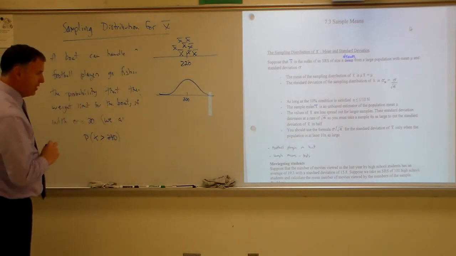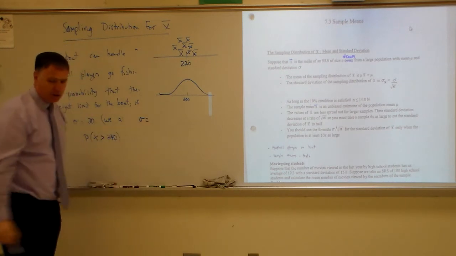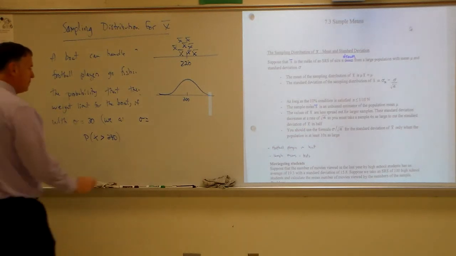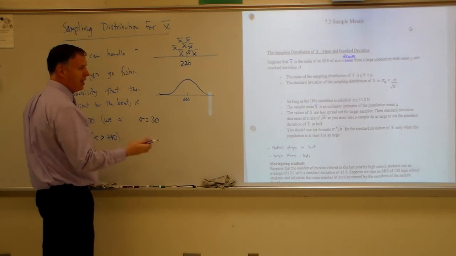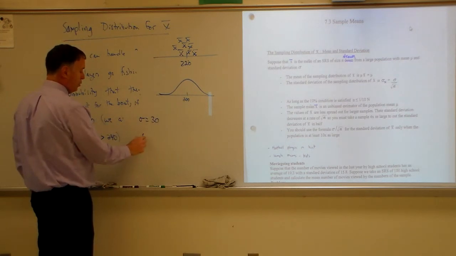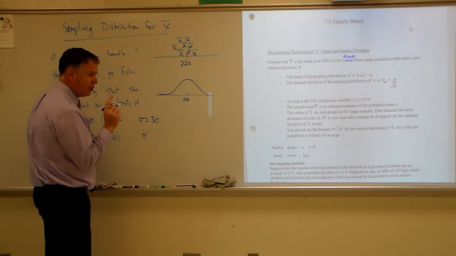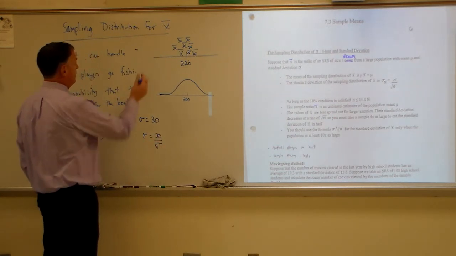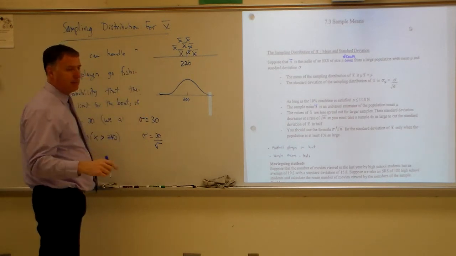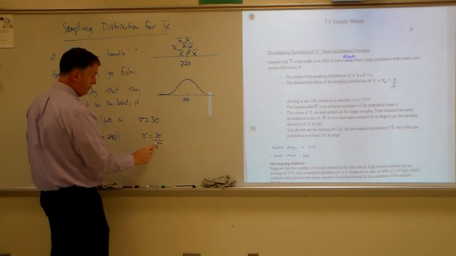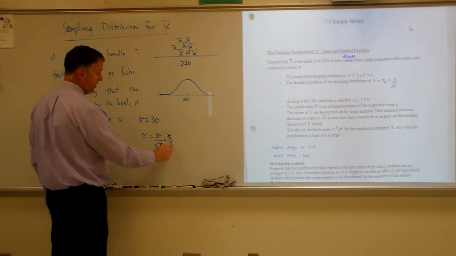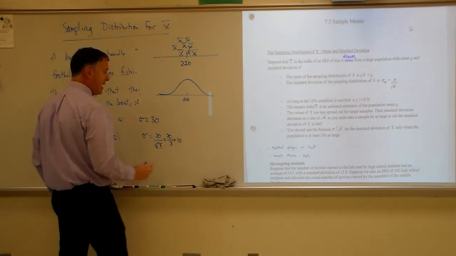Now I've got to figure out what the standard deviation is. The standard deviation they gave me for the population was 30. But now I need the standard deviation of the sampling distribution, which means we take the population standard deviation and divide by the square root of n. They told me that it was 9, we're putting 9 people in this boat, so that's going to be the square root of 9. So it's 30 divided by the square root of 9, the square root of 9 is 3, so 30 divided by 3 is 10.